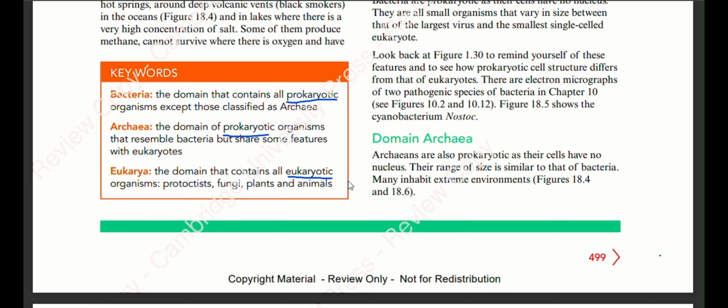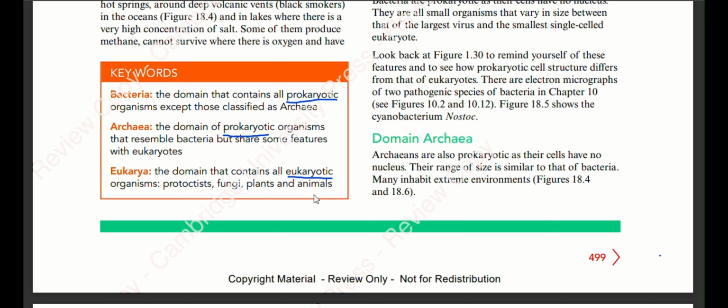Eukarya are the living organisms which have a nucleus in their cells, and the main kingdoms or subgroups of eukarya are protists, fungi, plants, and animals. We will be talking in detail about all these three domains, but let me tell you one very important and special thing about bacteria and archaea. As I told you, they are similar in that they do not have a nucleus, and they are similar in certain other features as well.